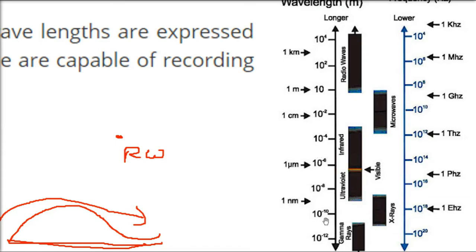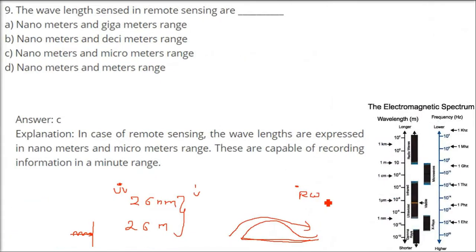Micrometer is 10 to the power minus 6. Nanometer is 10 to the power minus 9. We also have 10 to the power minus 12, which is picometer, but picometer is not given. Gigameter we do not generally use. Decimeter we don't use. We even don't use meters. So the lower ones in the question should be nanometer, micrometer. But the higher ones are in kilometer also and meters also. I hope you got the idea.